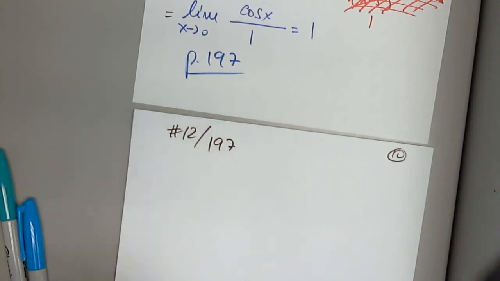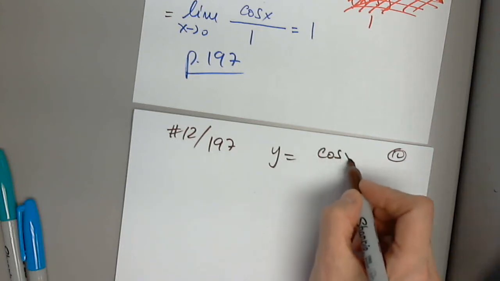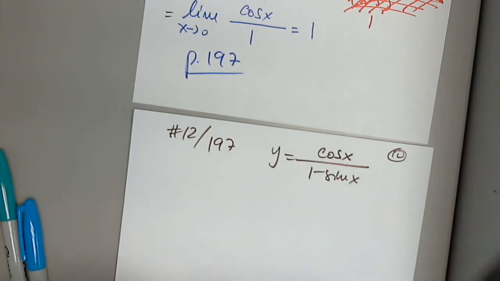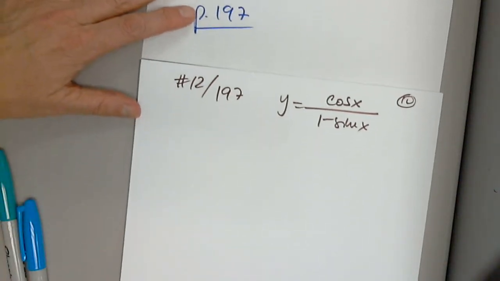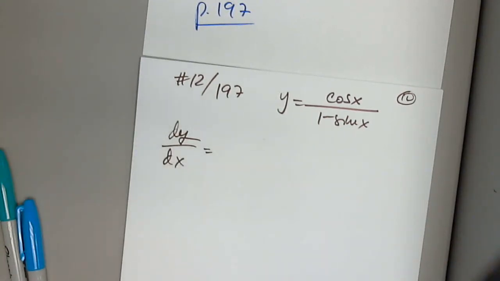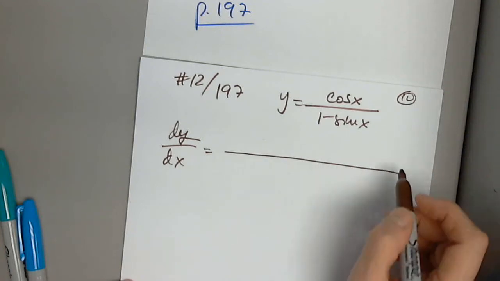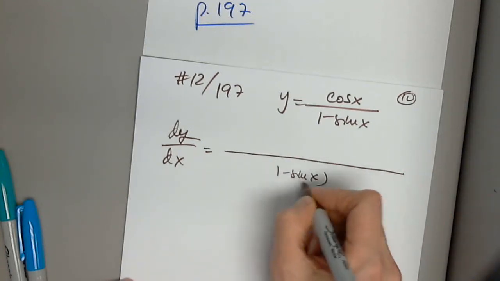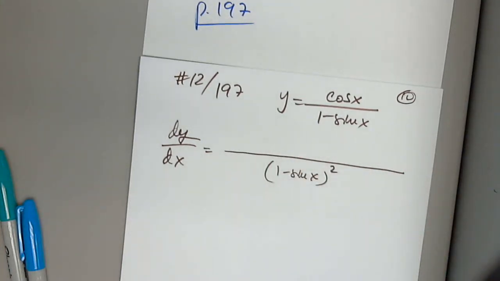on 197. So we have y equals cosine x over 1 minus sine x. Okay, so they're asking us to find dy over dx. Ready? So then dy over dx equals. Remember, this is a quotient. You can already, if you'd like, write 1 minus sine x everything squared in the denominator. You can do that. So now we differentiate using the quotient rule.